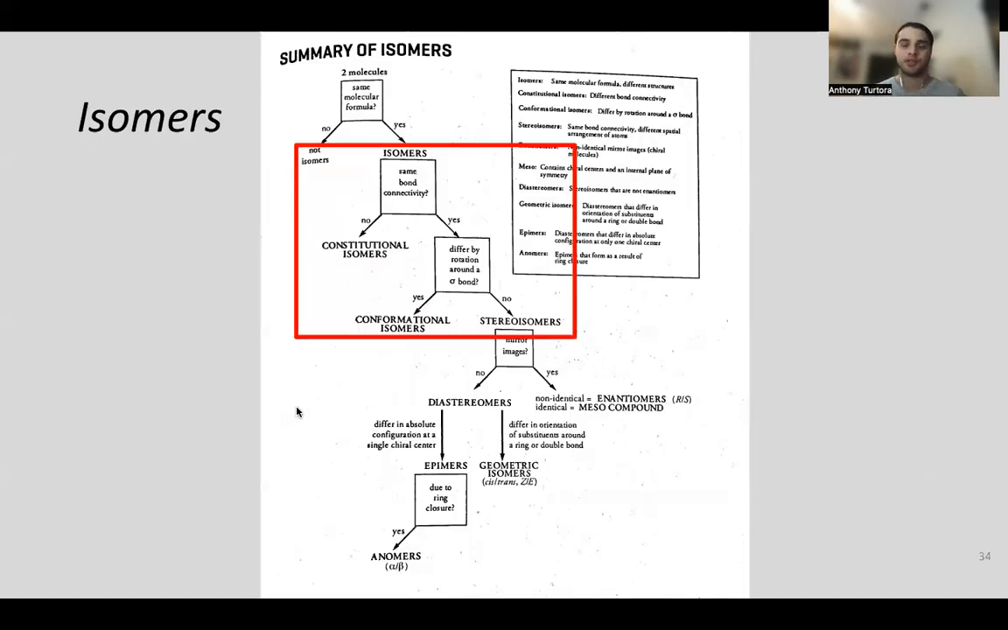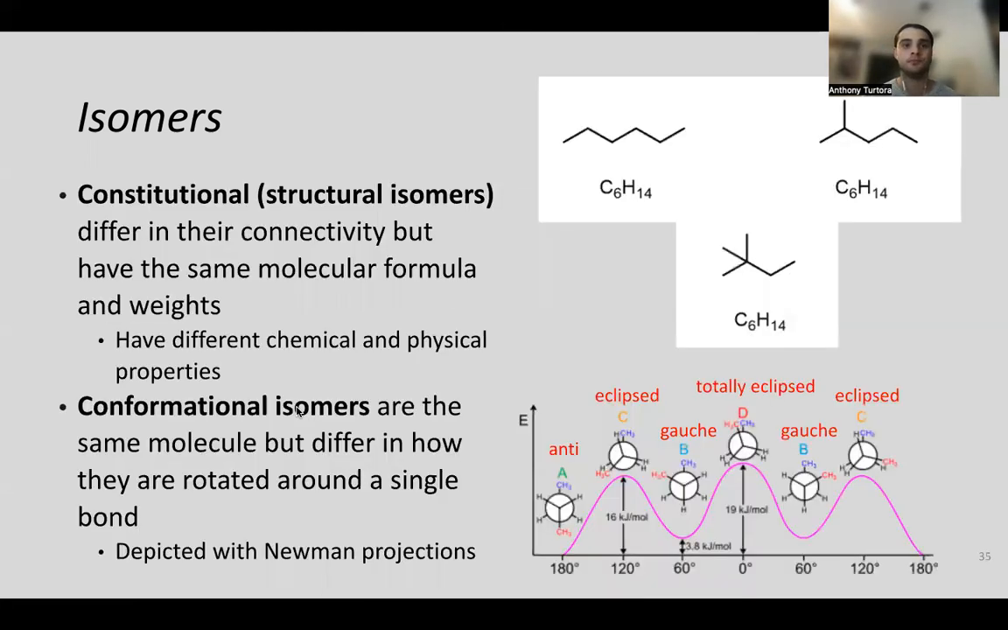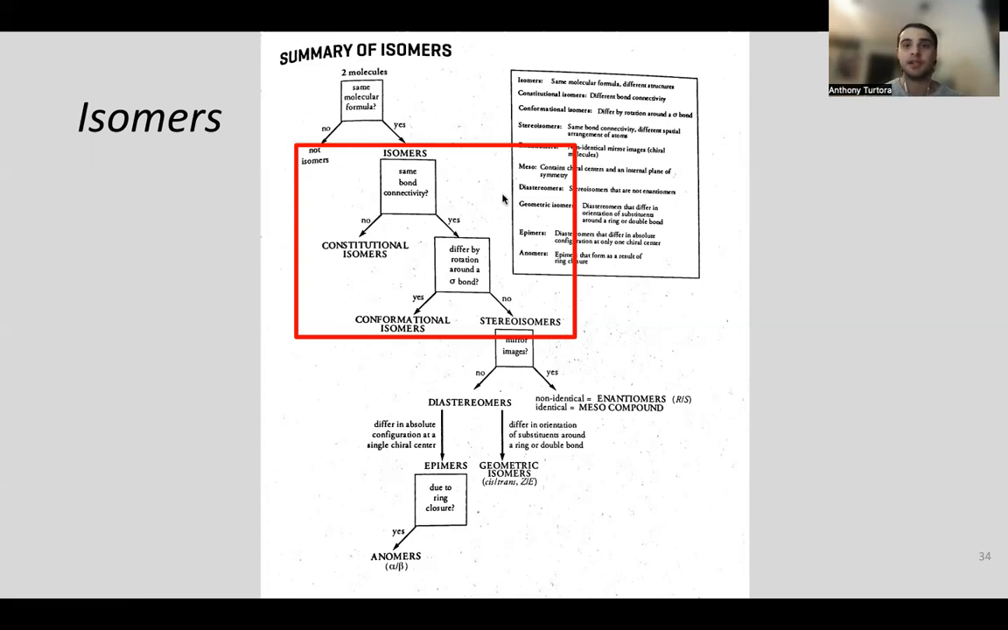So isomers. This chart here is a summary of all the isomers that we have. Right now, I will discuss a few different types of isomers. I will talk about constitutional isomers, conformational isomers, and define stereoisomers. What isomers are, as you can see here, is that they have the same molecular formula, but they just have different structures.